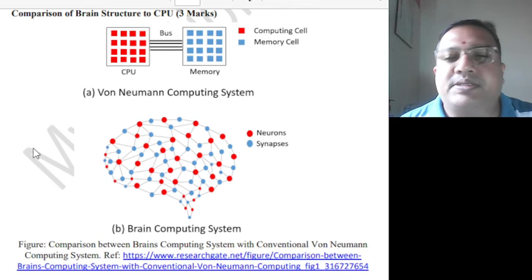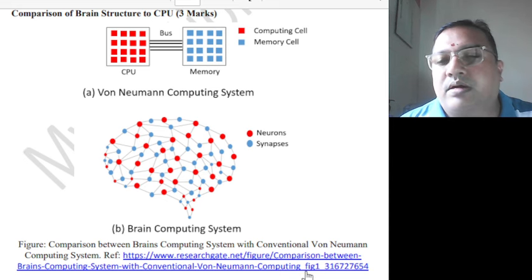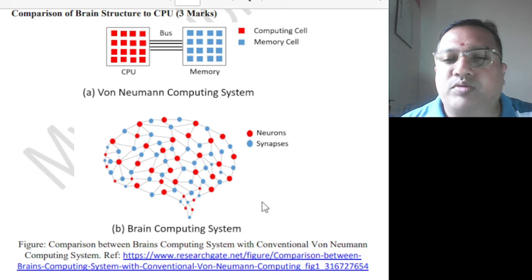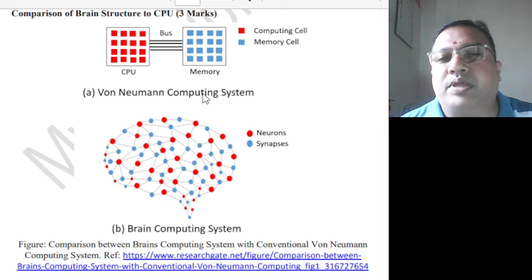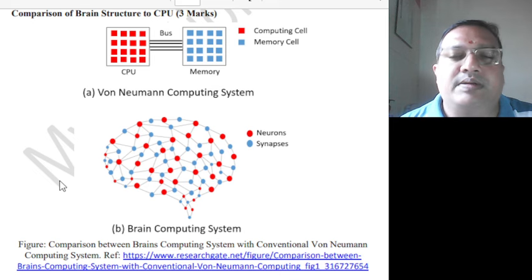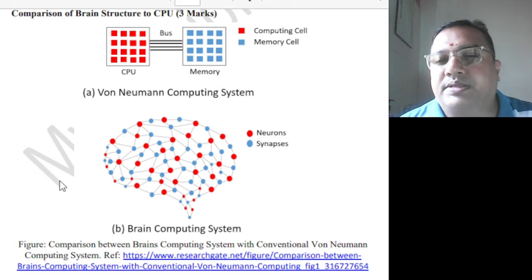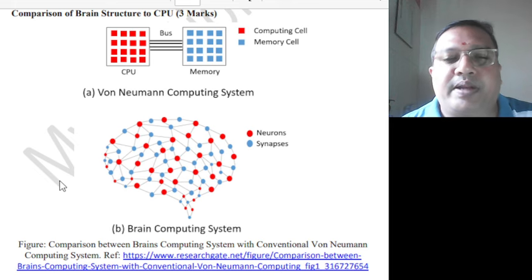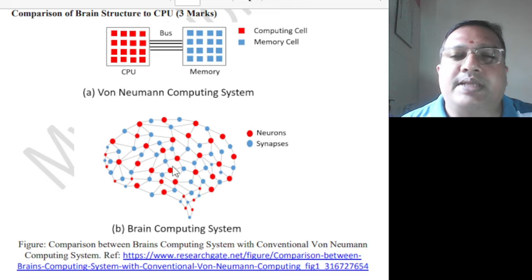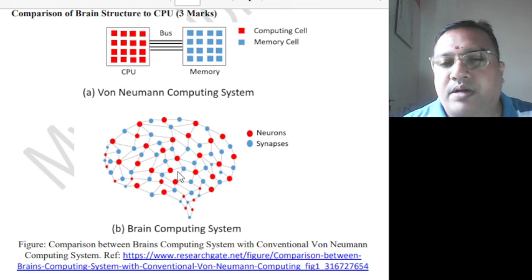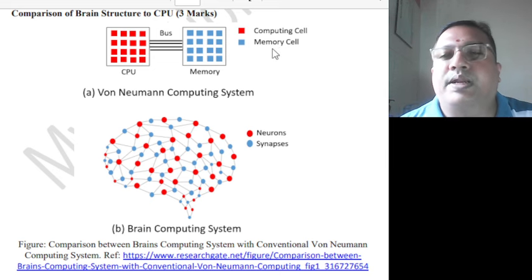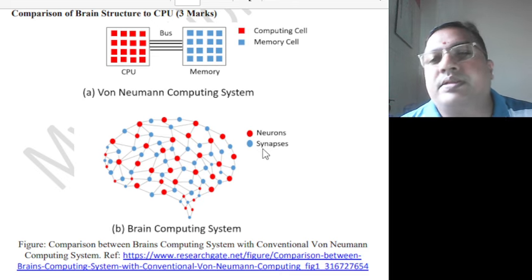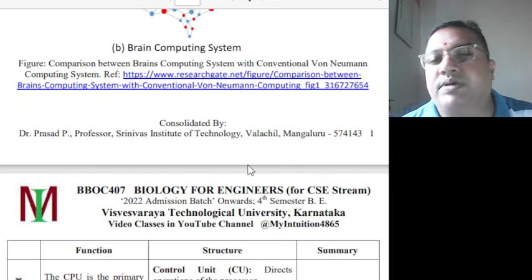So this is the simple comparison which I took from a research paper, directly mentioned here. You can go to that research paper in depth. They mention how the brain computing system is compared with the conventional von Neumann computing system. Okay, so this is how the brain computing system is analyzed and kept. This is how the brain does the computing, and this is how the normal computer CPU does its functioning, computer and the memory cell. Here also you can see neurons and the synapses. Synapses again are the memory cells only.